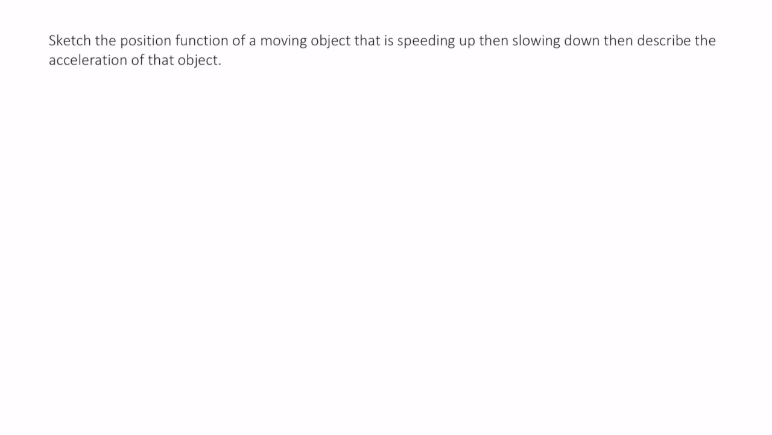Welcome. In this video, we will be sketching the position function of a moving object that is speeding up, then slowing down, then describe the acceleration of that object. So let's begin with an axis.